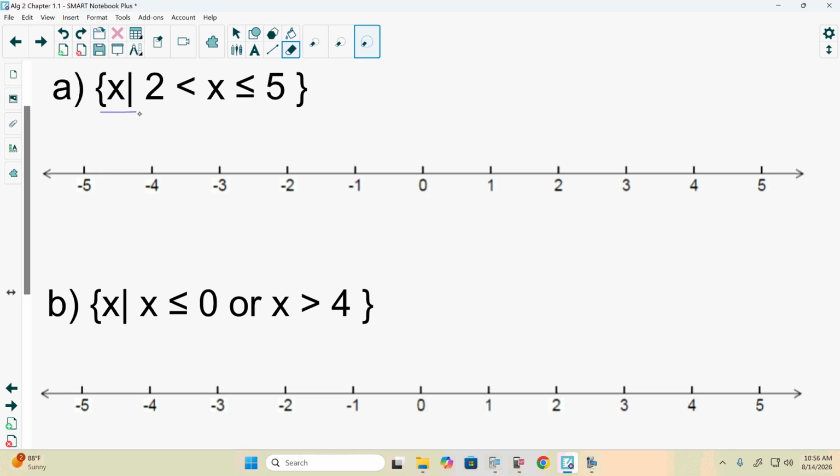Could be included, but it's not. We only want from here to here. We only want this. As long as it satisfies that, it works for this here.